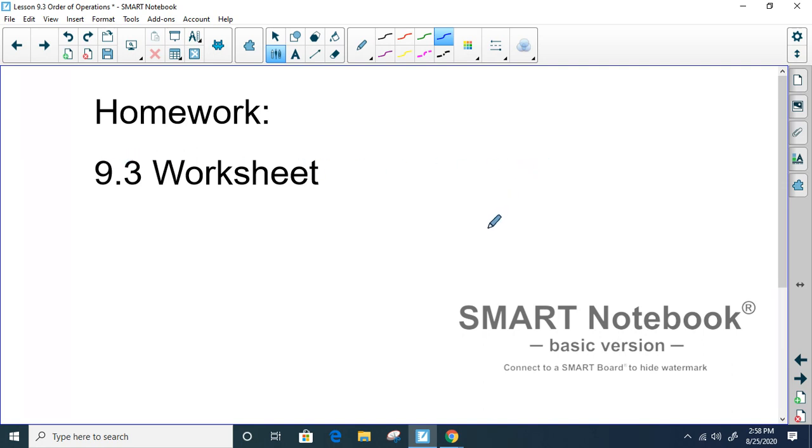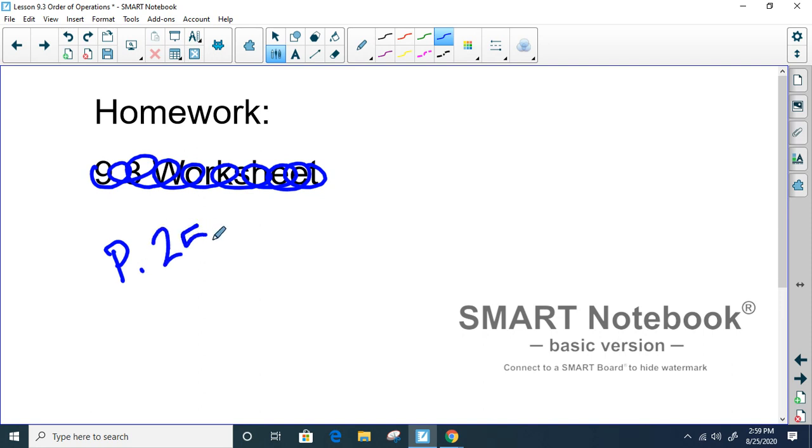All right, at this point, we are going to go and work on some whiteboards together, and then we will do our homework assignment, which will be out of the book. I don't believe I have a worksheet for you. If I do, I'll hand it out now. But out of the book, your homework assignment will be on page 253, and you are going to do numbers 9 through 14, all of them. So that's problems 9, 10, 11, 12, 13, and 14.